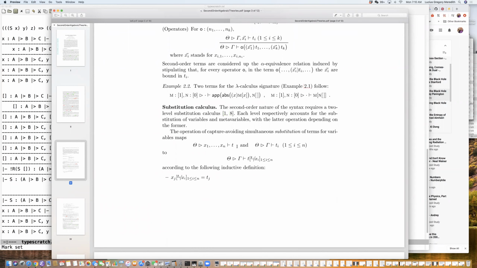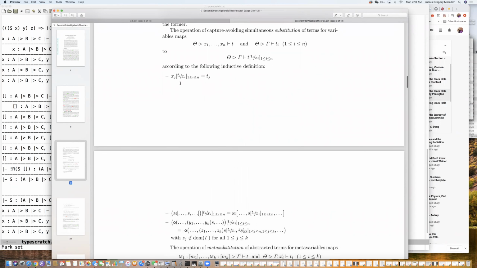So the basic idea is, if you have theta together with, I don't know how to pronounce this yet, I haven't got a good way of pronouncing these kinds of type judgments. But essentially, theta together with the x1 through n gives you t, and theta together with gamma gives you ti. Then you can substitute the ti's for the xi's in t according to these rules. So if you've got an xj, then ti for xi is going to be tj, right? That's just natural.